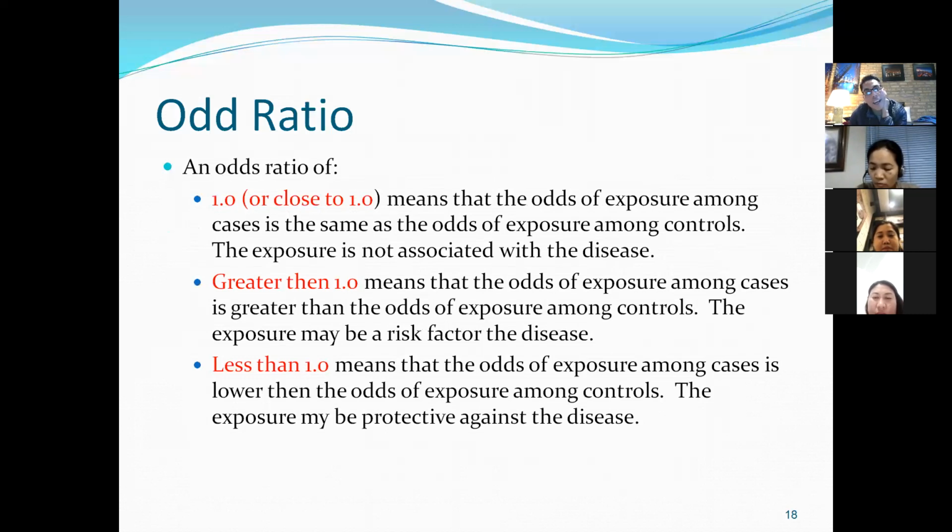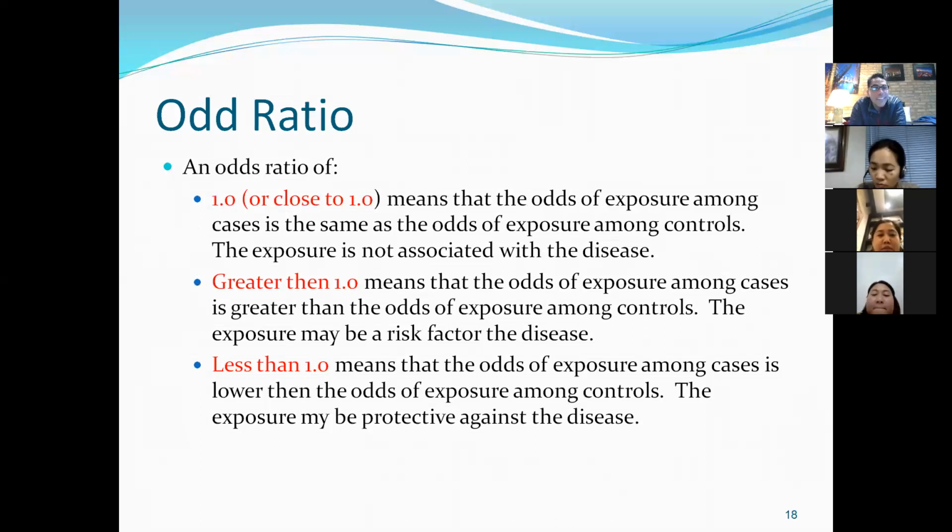Now, when the odds ratio is greater than 1, it means that the odds of exposure among cases is greater than the odds of exposure among controls, so those who were not exposed. And the exposure may be a risk factor for the development of the disease. So that's why as the odds ratio increases, we determine that the exposure is a risk factor.